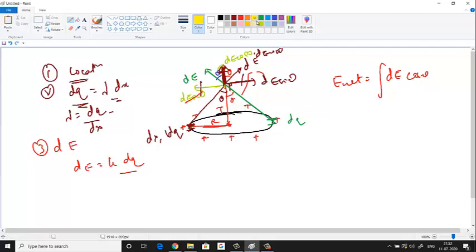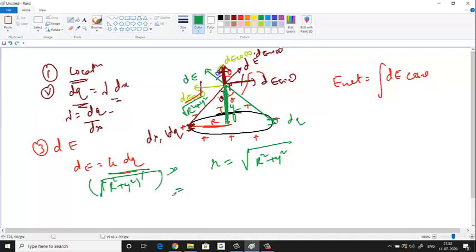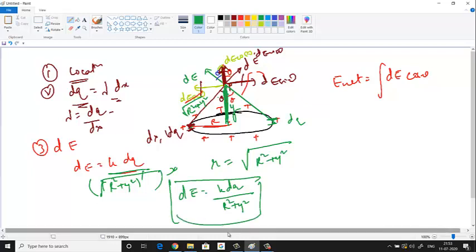Carefully check. This is the radius, r, and if I call this height y, then what is this distance? It is the square root of r square plus y square. That value you put here: k dq by the square root of r square plus y square, whole squared. The square and root get cancelled. So dE will be equal to k dq divided by r square plus y square. This is the value of small dE, due to this dq.